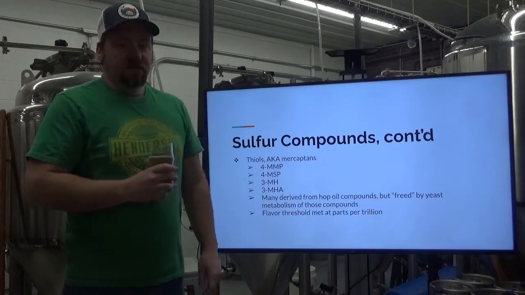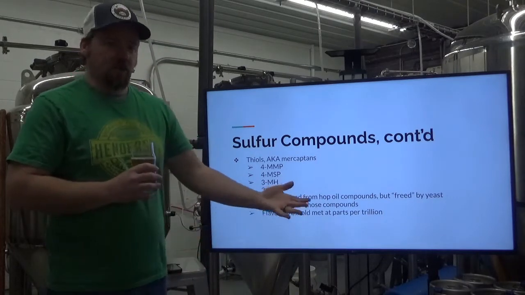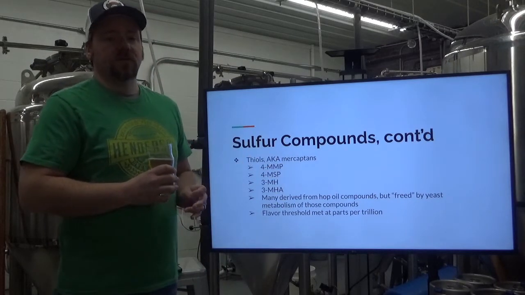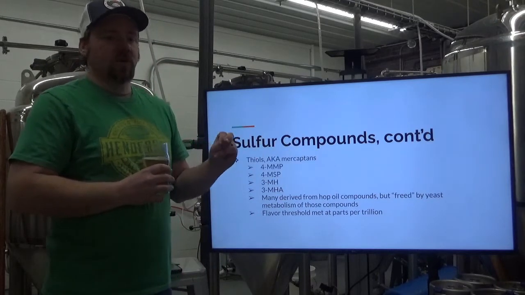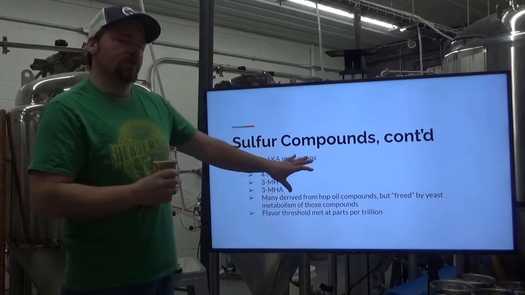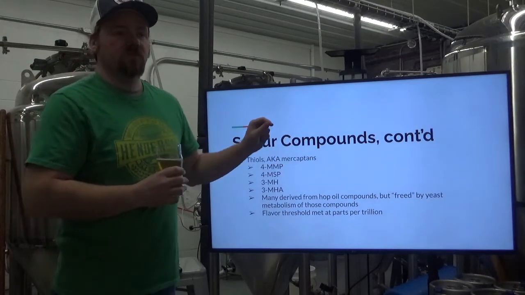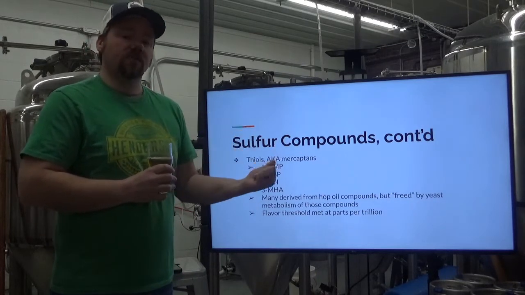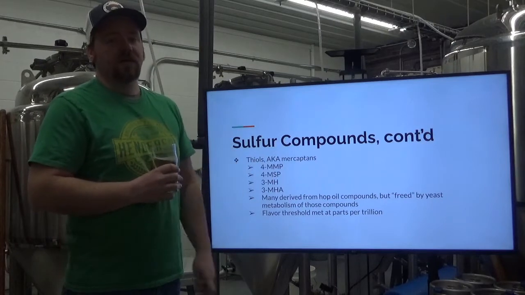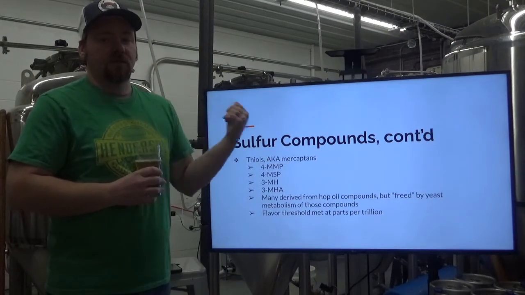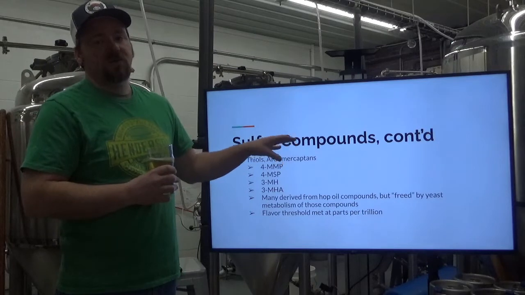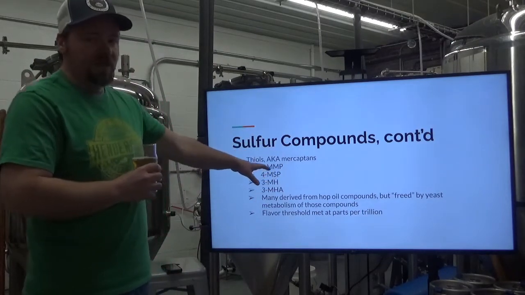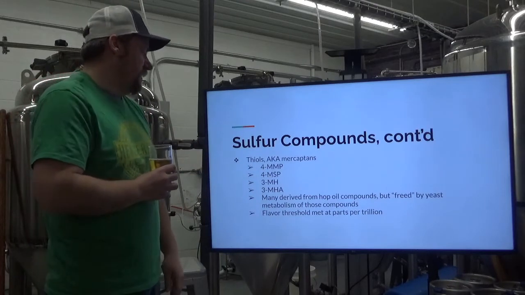Then we get to thiols, also known as mercaptans. And this is an area of a lot of research deriving from hops as well. But I've listed it under yeast-derived flavors as well, because even though, yes, they are derived from hops, it requires yeast metabolism to cleave those thiols from the hop compounds to make them flavor active. So what we've got here: 4-MMP, 4-MSP, 3-MH, 3-MHA.